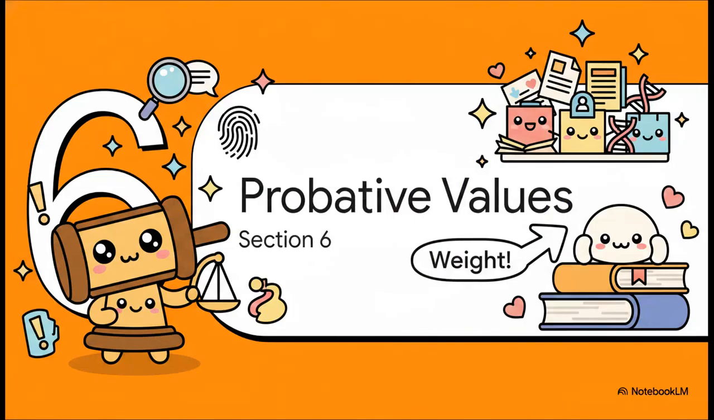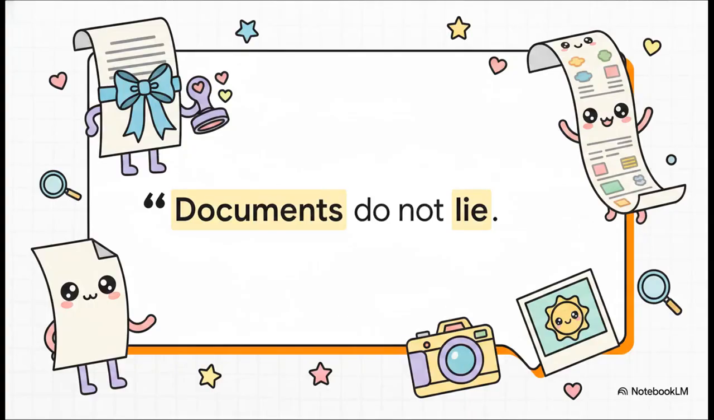All right, Section 6, Weighing Probative Values. We've reached the climax of our syllabus. I always teach my students this fundamental maxim when weighing evidence. Documents do not lie. Think about it. Humans, they might deceive you on the witness stand, right? Bias, memory lapses, just outright lying. But a contract, a receipt, a clear photograph, those are objective truths frozen in time.